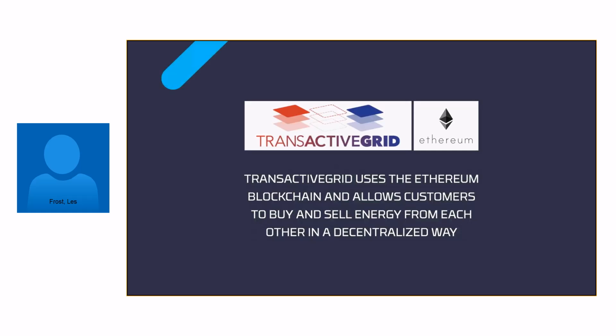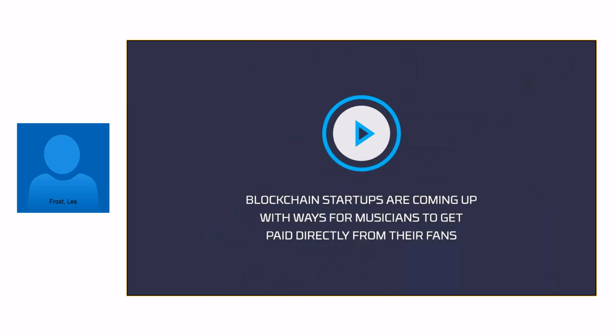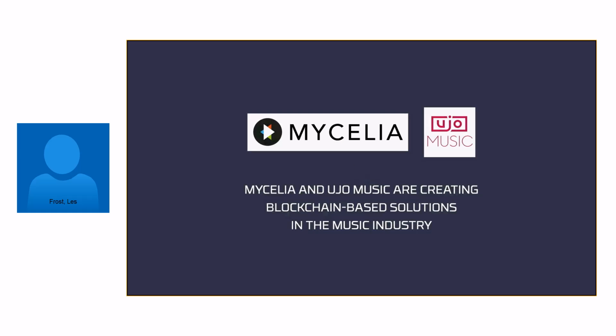Number 15, online music. Several blockchain startups are coming up with ways for musicians to get paid directly from their fans without giving up large percentages of sales to platforms or record companies. Smart contracts can also be used to automatically solve licensing issues and better catalog songs with their respective creators. Mycelia and Ujo Music are two startups creating blockchain-based solutions in the music industry.